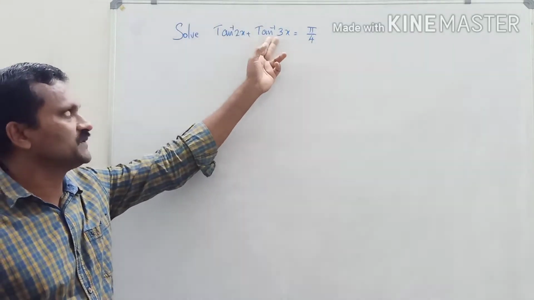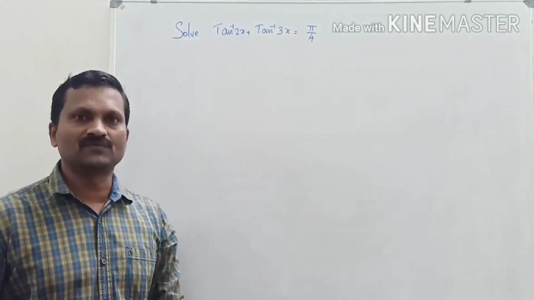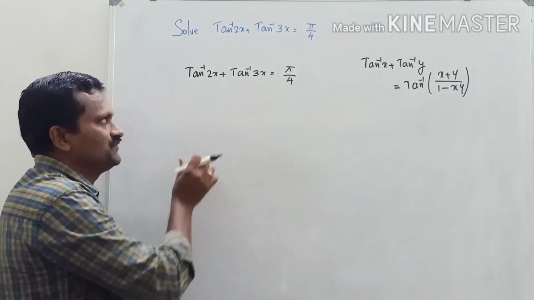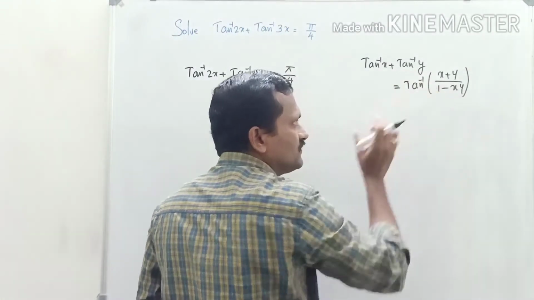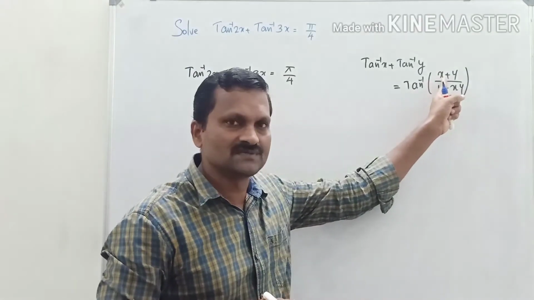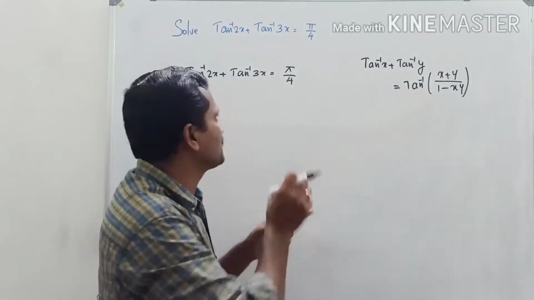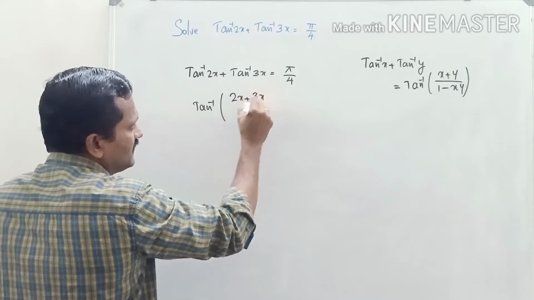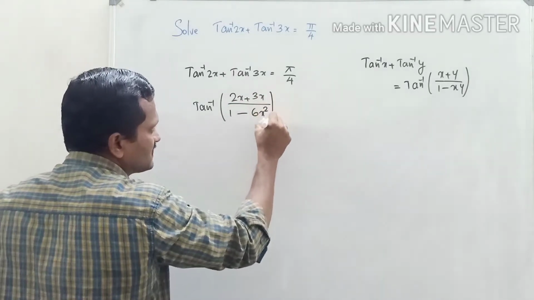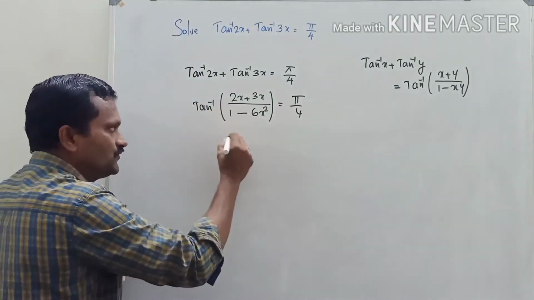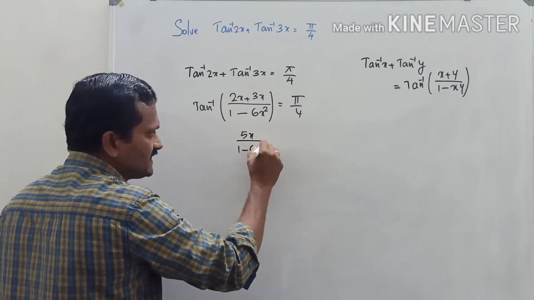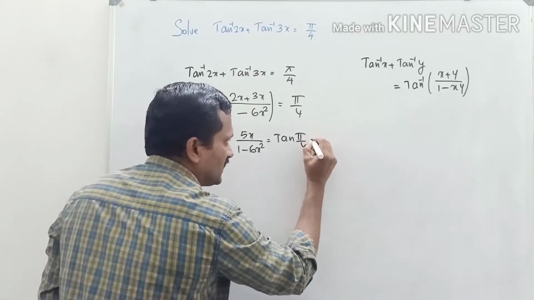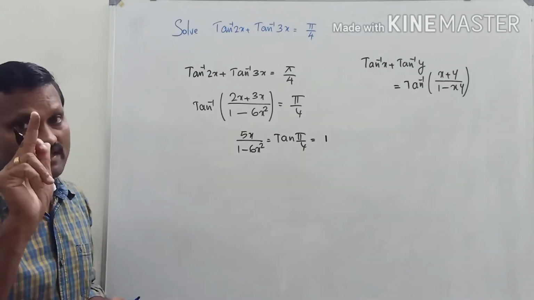Solve tan inverse 2x plus tan inverse 3x equals pi by 4. Let's see the answer. It is of the form tan inverse x plus tan inverse y. You know that it is tan inverse (x plus y by 1 minus xy). Therefore, this can be written as tan inverse (2x plus 3x by 1 minus 6x square) equals pi by 4. Therefore, 5x by 1 minus 6x square equals tan pi by 4. You know that tan pi by 4 or tan 45 is 1.